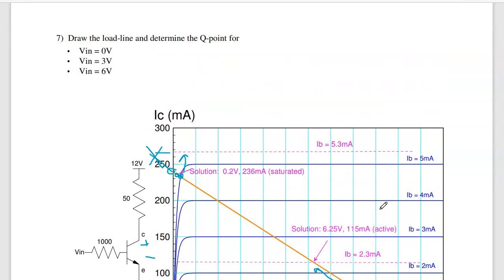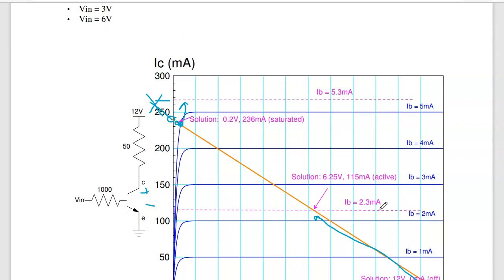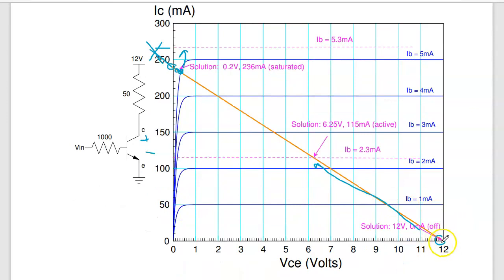Problem 7 is draw the load line and mark where you're operating. At 0 volts, I'm right here. 0 volts produces no current. No current, beta IB is 0. At 3 volts, I've got 3 minus 0.7. Again, this arrow means diode. 0.7 volts drop across the diode. 2.3 volts at 1K is 2.3 milliamps. So here's 2, here's 3, here's 2.3 milliamps.